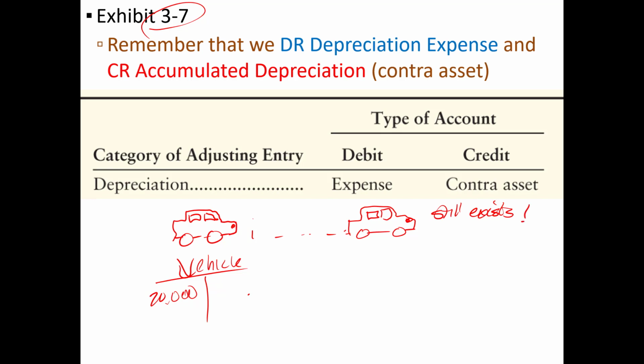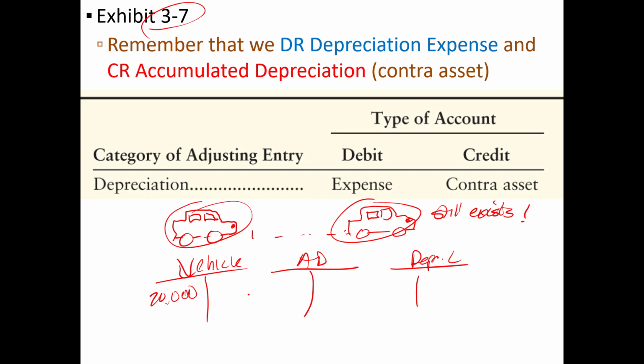It hasn't disappeared. It's still there. So we know that the vehicle, for all intents and purposes, hasn't changed. How do we recognize that the value has gone down? Well, that's why we use accumulated depreciation and depreciation expense. This is all the theoretical amount of wear and tear.